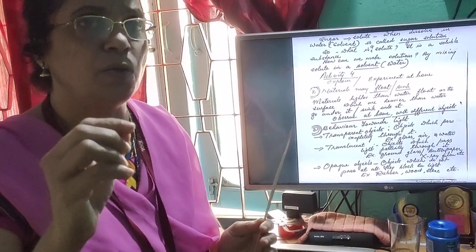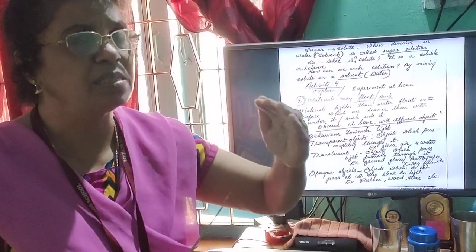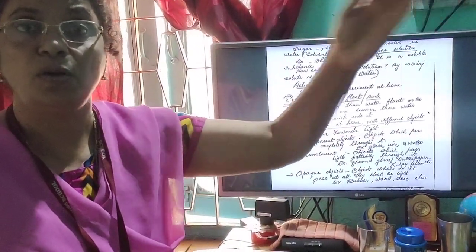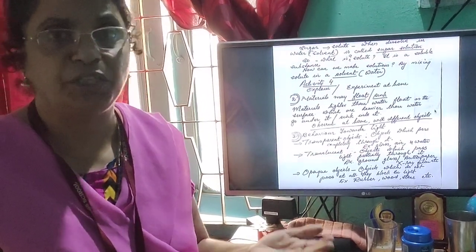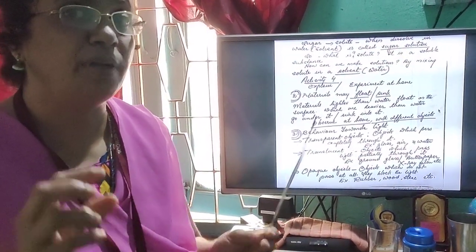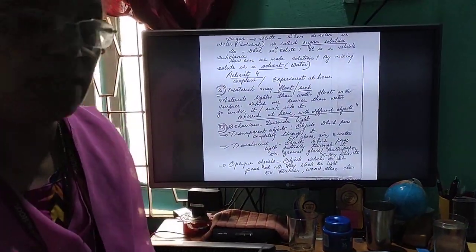This kind of glass is used in the windows of bathrooms and toilets and all, so that light will pass but not fully. And also visibility will not be there, because for complete visibility light should pass. So this kind of ground glasses will pass light only partially. So that's a translucent object.